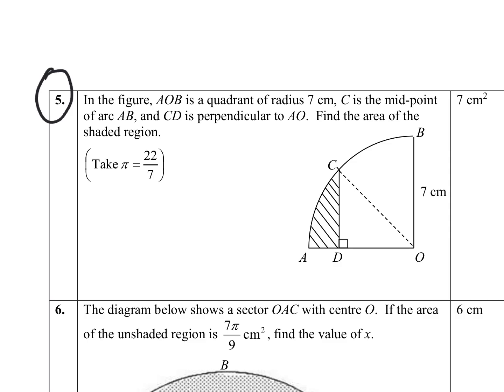Okay, AOB is a quadrant. So if it's a quadrant, this angle is 90 degrees. Okay, that's number 1. Second, they say the radius is 7, so you know this full length is 7. Then they tell me that C is the midpoint. So that means this line cuts the arc into 2 equal halves, which means this is 45 and this is also 45. So this is important info. Knowing that this is 45, we can focus on this triangle.